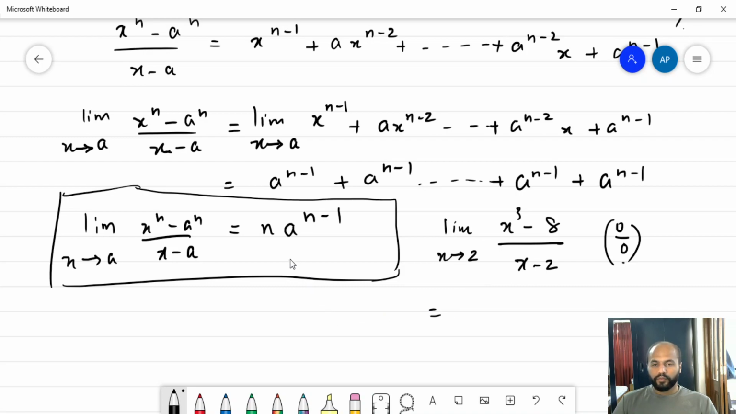So we have to apply this limit in this case. You can clearly see that 8 can be written as 2 cube, and n this time is going to be 3. So 3 times a, that is 2 in this case, raised to n minus 1, that is 2 square. 4 3s are 12. This is going to be the answer in this case.